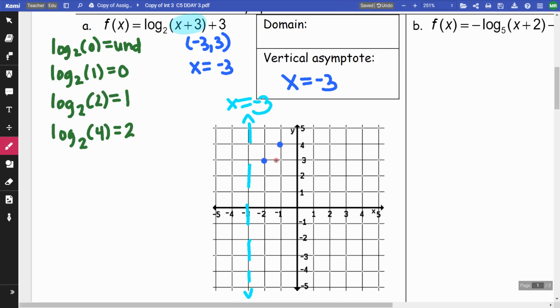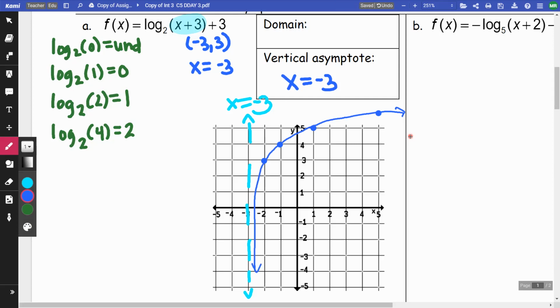I'm going to go out 1, 2, 3, 4. Log base 2 of 4 is 2. And then if I went out 5, 6, 7, 8, log base 2 of 8 would actually be 3. And then my graph is going to go like this. Whoops, I'm going to make it a little thinner. It is going to go like this and get closer and closer to this asymptote.